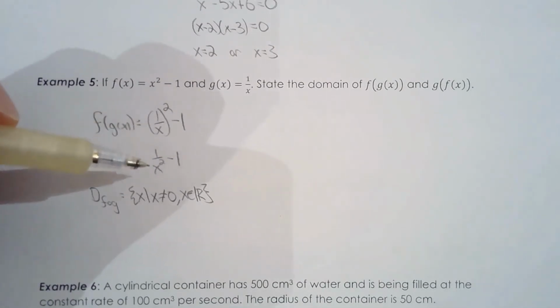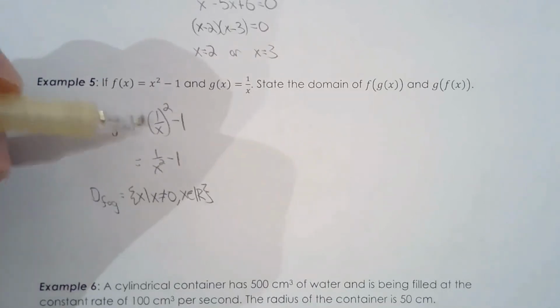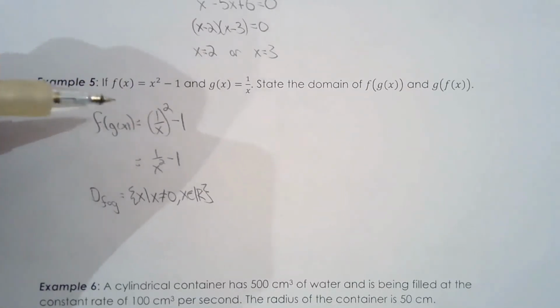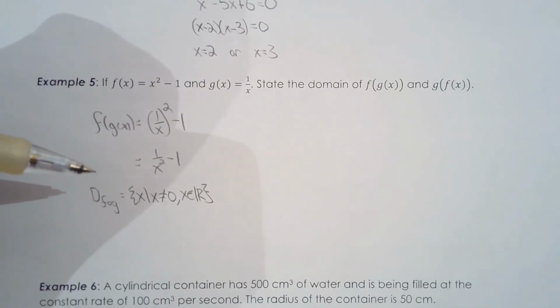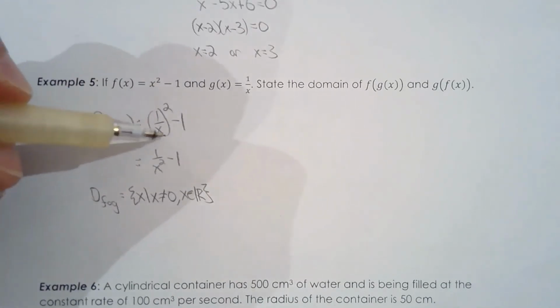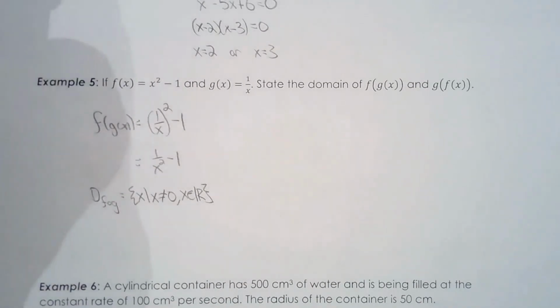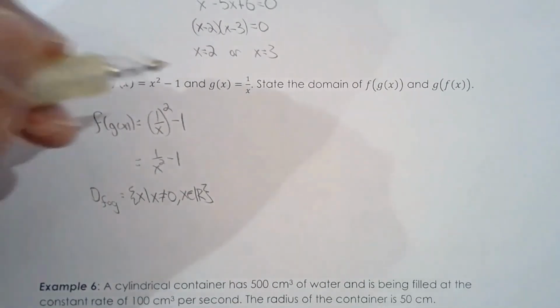Now, if x was not 0, g of x is defined, and all the output values of g of x will still make f of x defined. So all the values of the range of g of x are part of the domain of f of x. So that's why we only have one restriction here. But if you look at the next example, that's not the case.